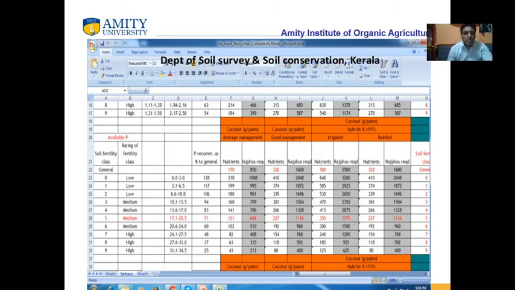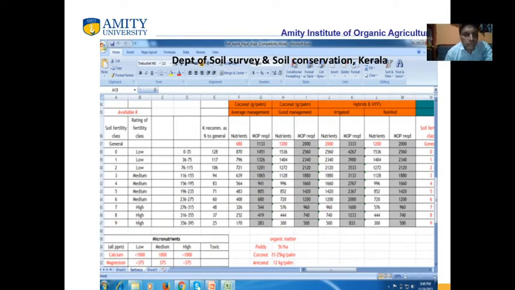In case of available phosphorus, we also apply 106 to 128% in case of low status, low phosphorus status soils. In case of medium phosphorus status soils, we apply 60 to 94% of phosphorus recommendation. In case of high phosphorus soils, we only apply 25 to 48% of the phosphorus recommendation. In case of available potassium, the doses are almost same as comparison to available phosphorus.